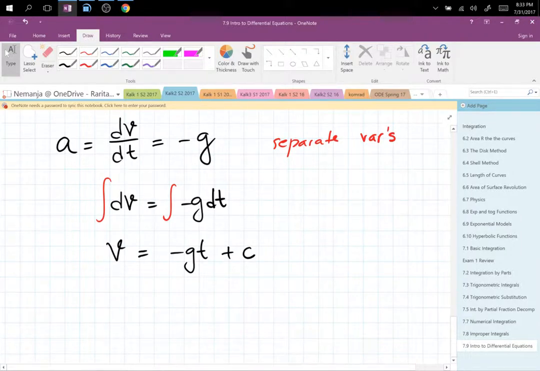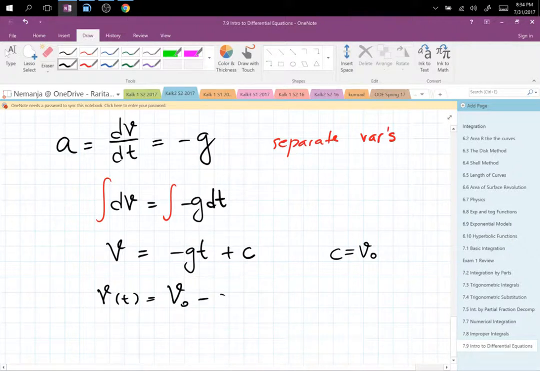Now I'm going to call that constant c initial velocity, because if you observe the equation carefully, for t equals 0, which is the initial state, t is the beginning of time. So when t is equal to 0, your v is equal to c. So you see that c is the velocity at the beginning of time. That's why we can immediately call c initial velocity.